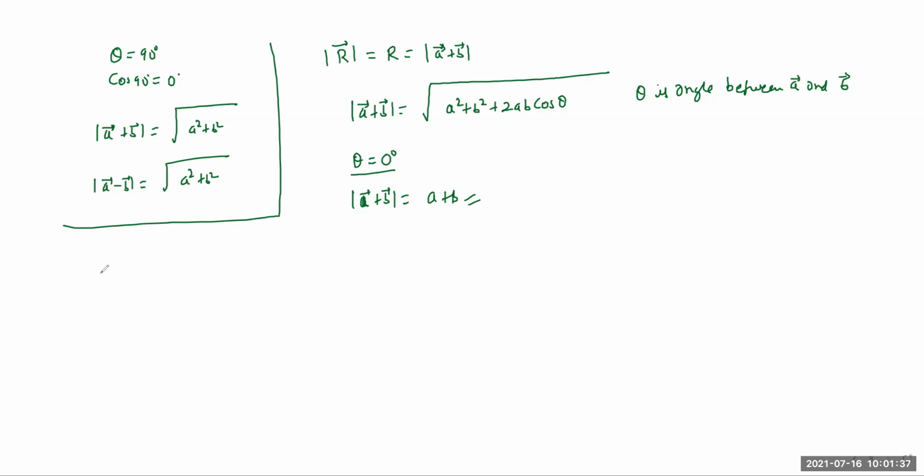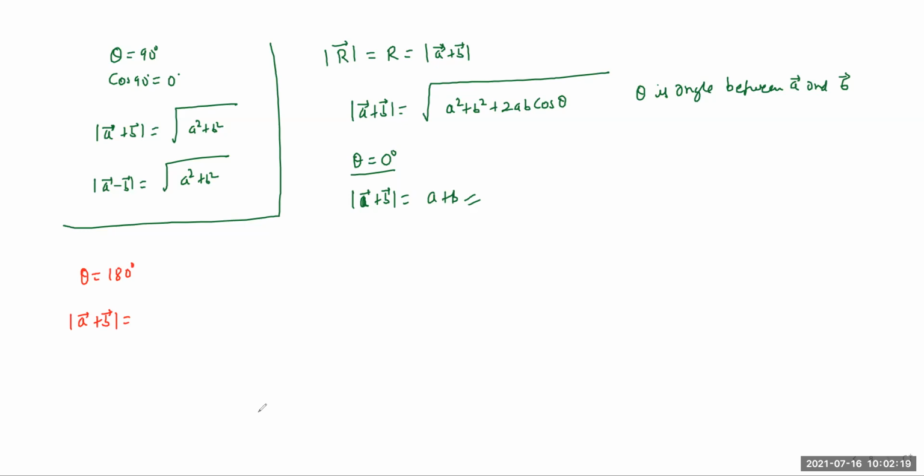And if theta is 180 degree, then what can we write for A plus B? Minus. What can we write? Sir, that is minus B. No, tell me completely. Opposite direction, hence they will subtract. So when you subtract, you subtract the big minus small, right?